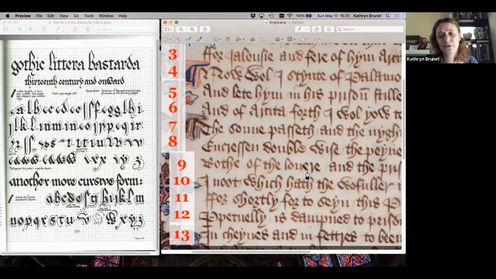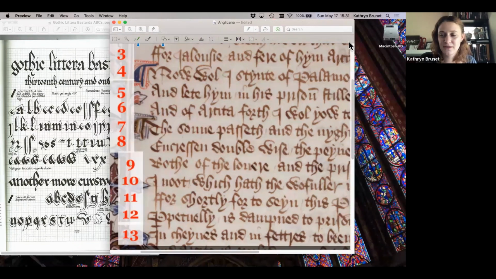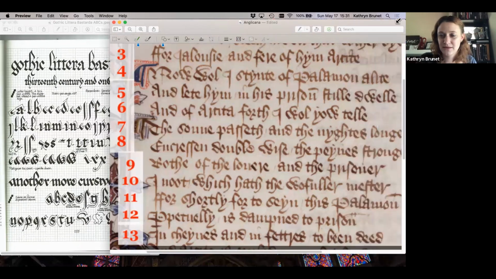So L-O-U-E-R-E, lover. The U is representing a V here. And we didn't go into this much, but U's and V's are interchangeable for a very long time, even up to the 1700s. So that's a whole other issue that we're not gonna address at the moment, but U's and V's are interchangeable. So now moving down the list, I'm going to scoot over a little bit so we don't get lost. Here we go.